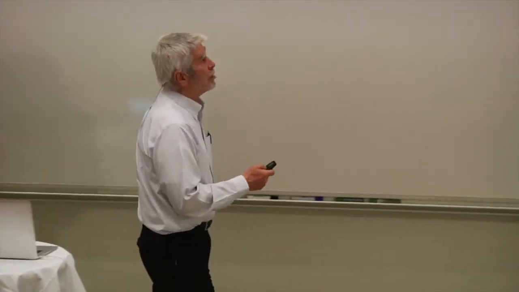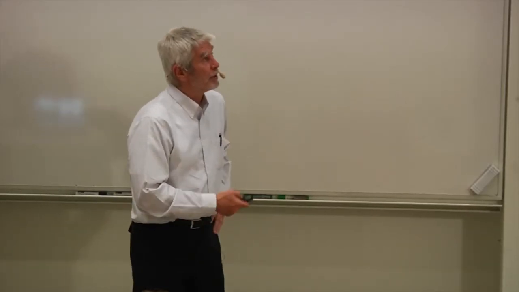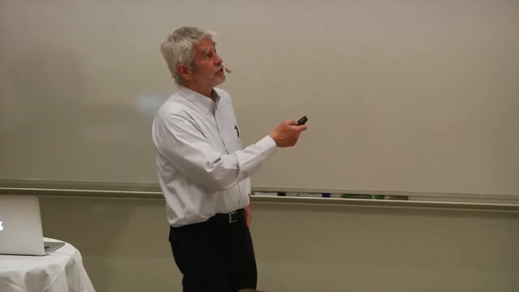If we make a cross-section through southwest on the left, Indian crust diving underneath the Himalaya, the ancient edge of Tibet, of Asia over here, so this is southern Asia. All of the Himalaya across here is actually Indian crust. And I should say, this was recognized 100 years ago by Augusto Gansser, a great Himalayan geologist, a Swiss scientist who worked in the Himalaya in the 30s, and he figured this out. This isn't new. There's detail that is new, of course.